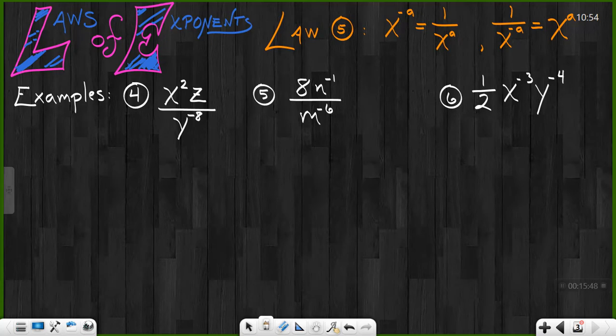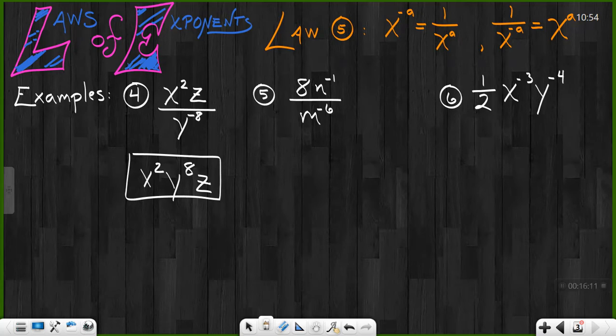Let's take a look at this one. Now, all of a sudden, x squared z over y to the negative 8th. The negative exponent is on the y. I want to move it up. The x squared stays up top. But the y comes up top and makes that negative 8 a positive 8. And the z stays up top. Notice I wrote it x, y, z. That's alphabetical. You should write your variables in alphabetical order.